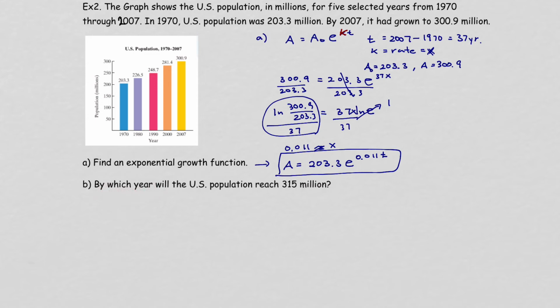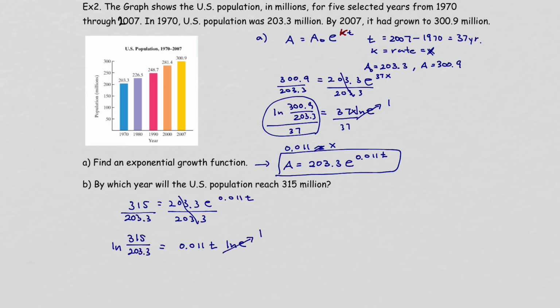They wanted to know which year the population will reach 315. So this total amount becomes 315, and what will be t. When we do that, we're going to start by dividing by 203.3 on both sides, so it will be only the exponent. And then multiply by the natural logarithm to bring down the exponent, and when you do the same on the other side, this is what you have.